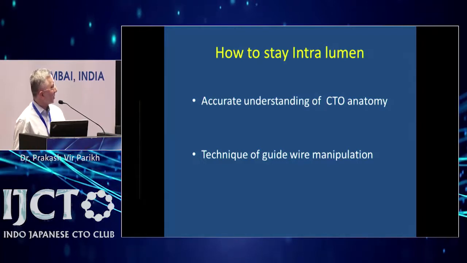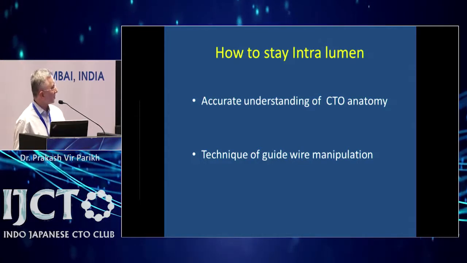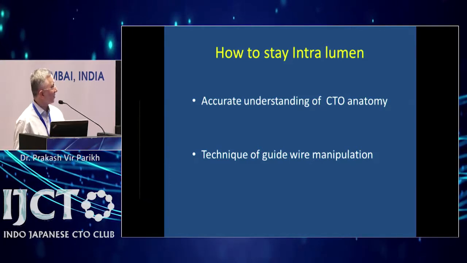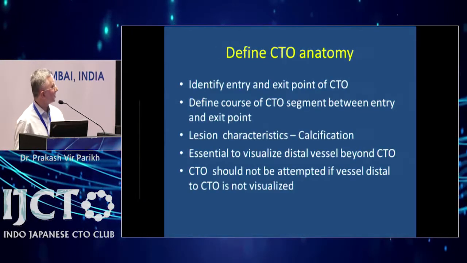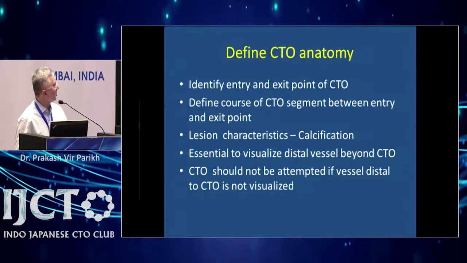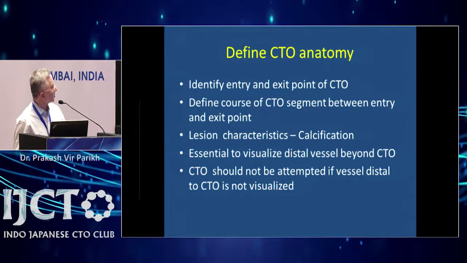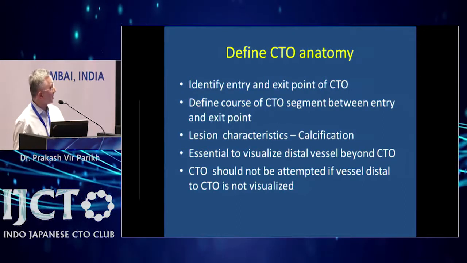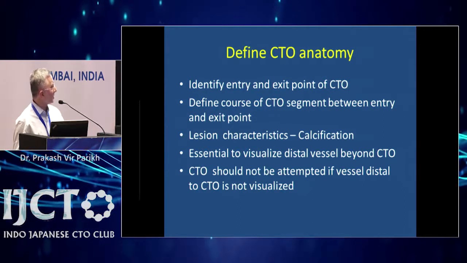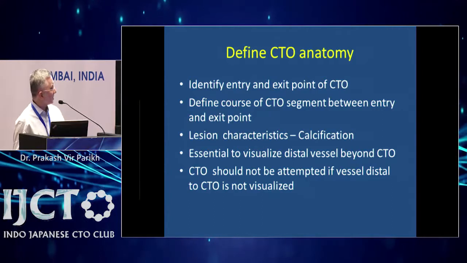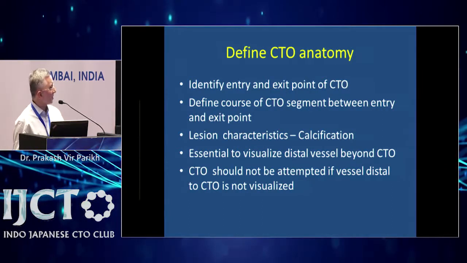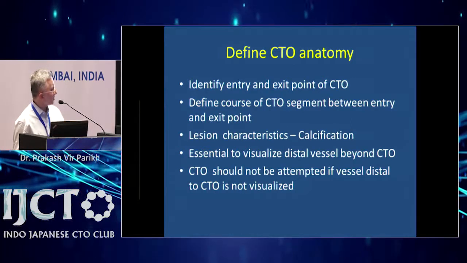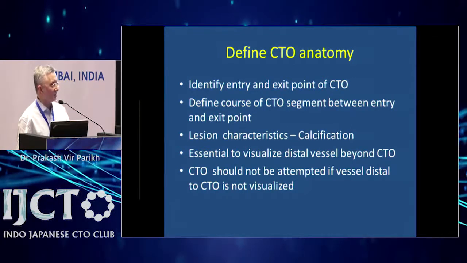So accurate understanding of CTO anatomy is of utmost importance to stay intralumen. And second is the technique of guide wire manipulation. So define CTO anatomy correctly before you start the procedure. Identify the entry and exit point. Define the CTO course between the entry and exit point. It is very important to visualize the distal lumen beyond the CTO. You should not attempt a CTO if you cannot see the distal vessel.